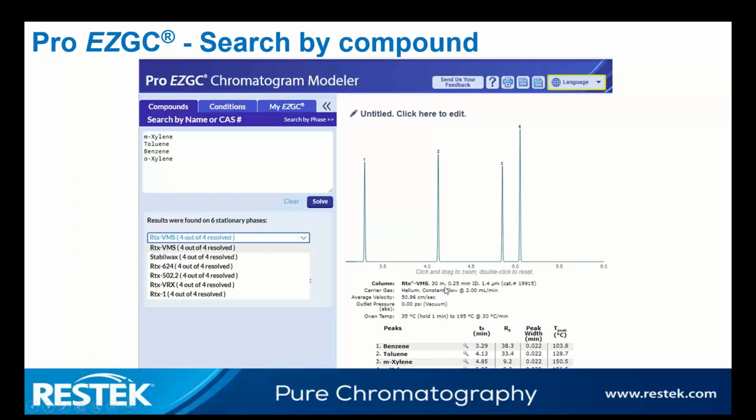In this case, we clicked on the VMS. You have a 30 meter, 0.25 millimeter ID, and 1.4 micron film thickness. Now, getting ahead of myself, you can click on conditions and change whatever you want specific to that column, or you could click another column and click on conditions and make minor adjustments or major adjustments, whichever you like.